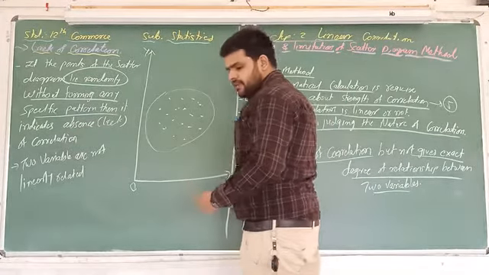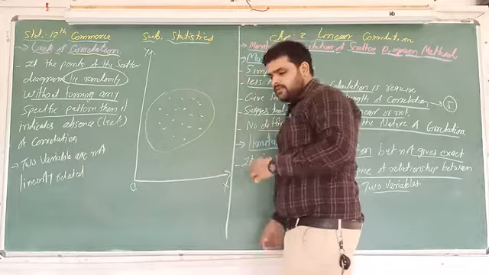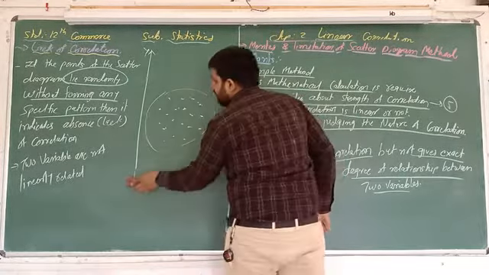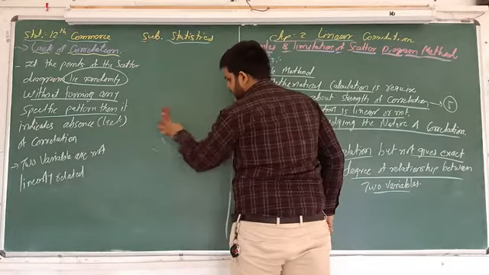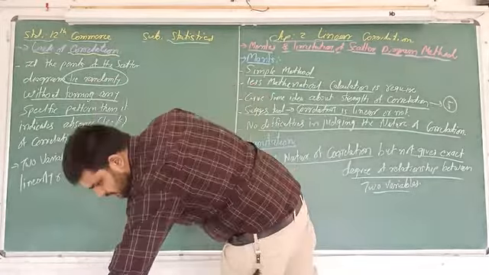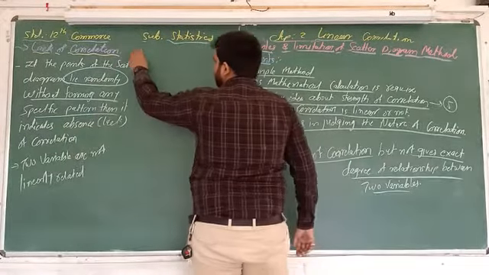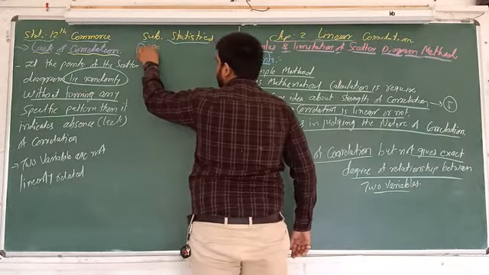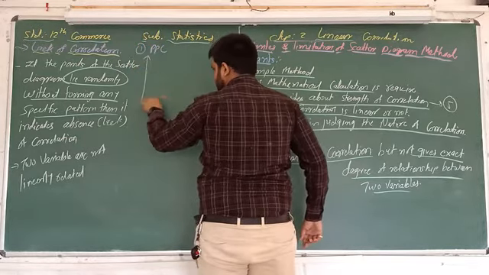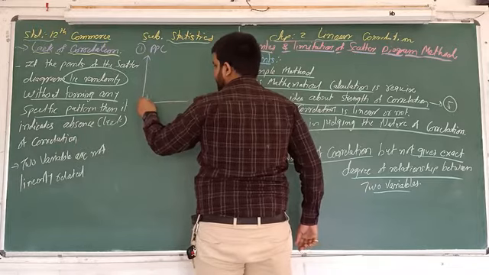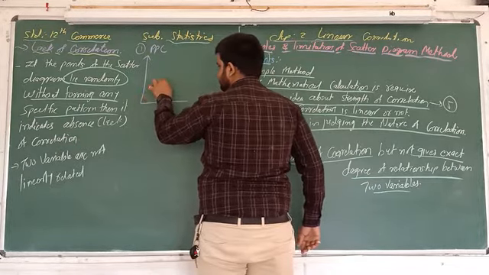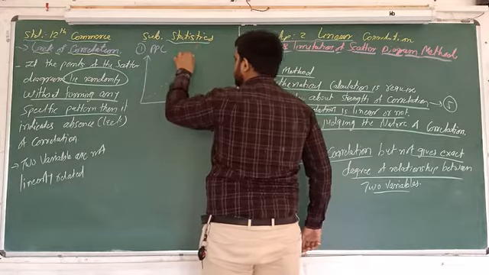So in simple terms, how can we remember the five types? I will draw the five types of correlation here, and you can judge by seeing. In the first type, that is perfect positive correlation, with the x and y axis, all the points go upward in one line. That is perfect positive.